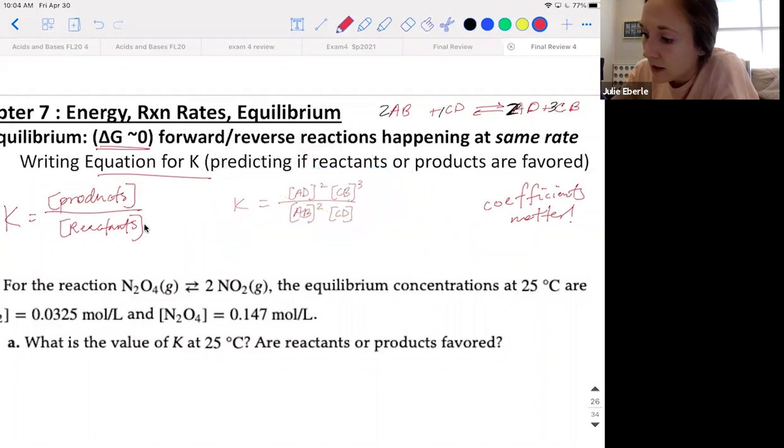Now remember, if K is bigger than 1, what does that mean? Are your reactants or your products favored?